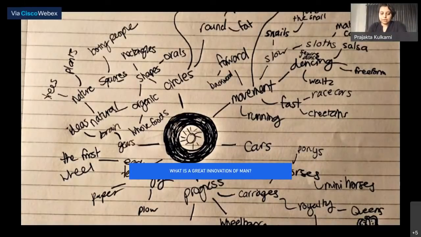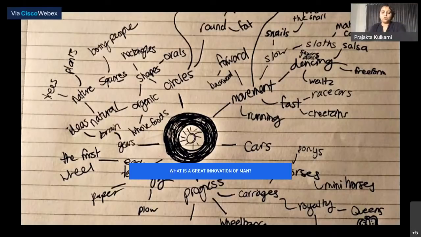Let's talk about innovations, okay? So what is one of the great innovations of man? And I'm sure that what this picture is showing you, you can imagine what I'm talking about when I say a great innovation, right? So yes, there's a wheel. So I'm talking about the wheel, yes.